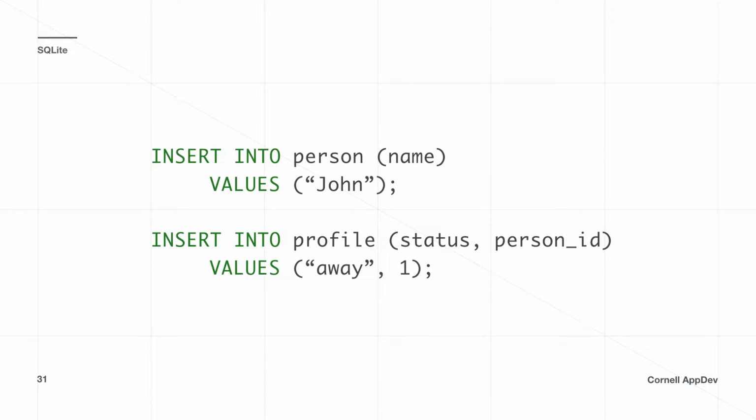And then this is an example of how we would insert values into our database. Usually we'll just insert John into our person table, but then for profile, say the ID of John was 1, we want to insert into the profile the status and the person ID, just like any other columns for a table, and then we could say, oh, he's away and his ID is 1.